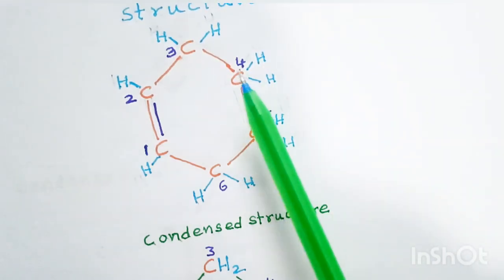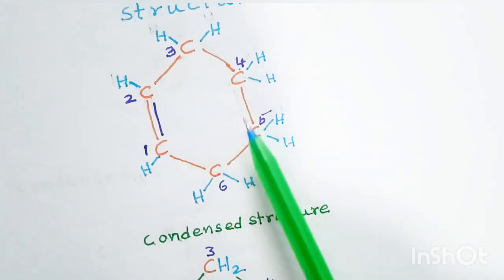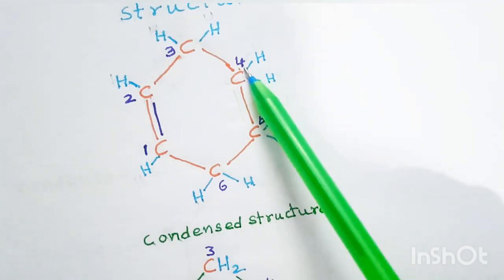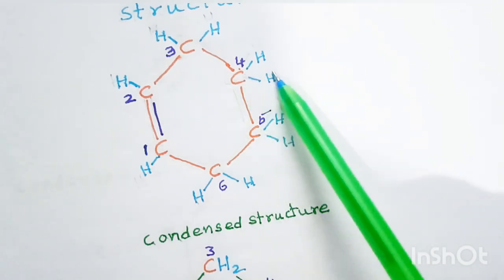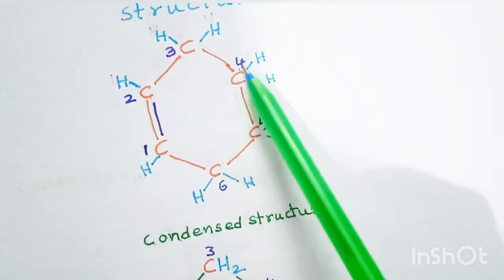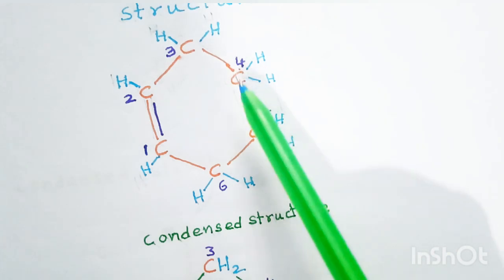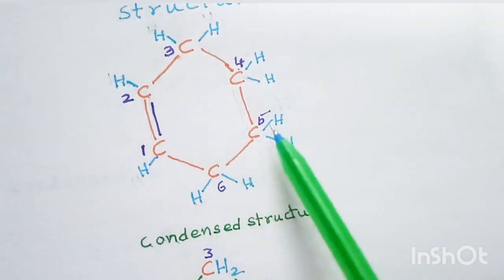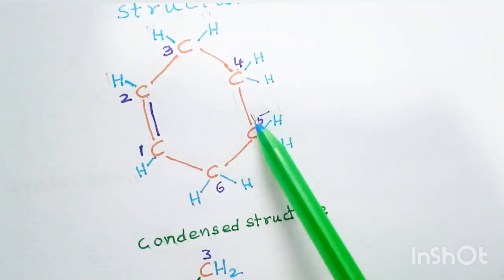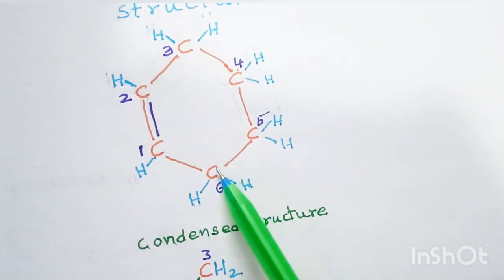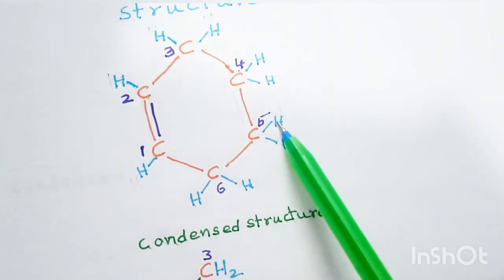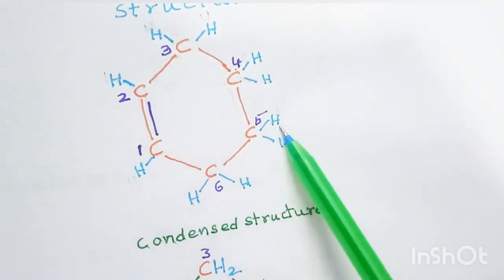Fourth carbon atom is having a single bond with third carbon and fifth carbon. So it needs 2 more bonds. So 2 single bonds are formed by 2 hydrogen atoms. So in total it will have 4 bonds. So it becomes stable. And fifth carbon atom is having a single bond with fourth carbon atom and a single bond with sixth carbon atom. So it needs 2 more bonds to become stable. So the 2 more bonds are formed by hydrogen atoms.